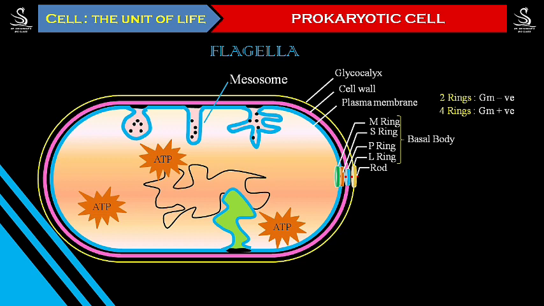The rod present at the center of all these rings in the basal body is connected to a small hook-like structure. It is the second part of the flagellum, and the hook is further connected with a long filament. This is the way the flagellum is made up in prokaryotes. There is a structural difference between eukaryotic and prokaryotic flagella.